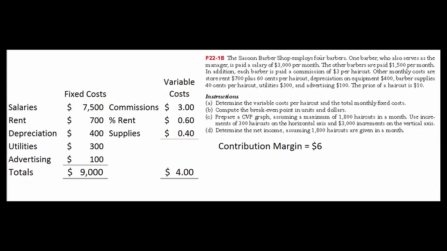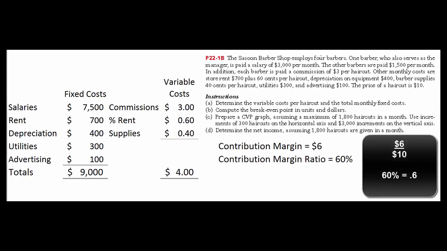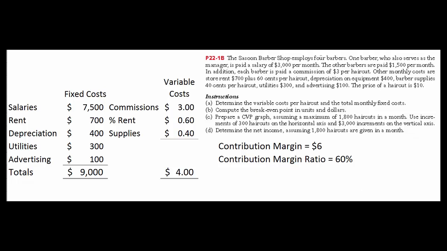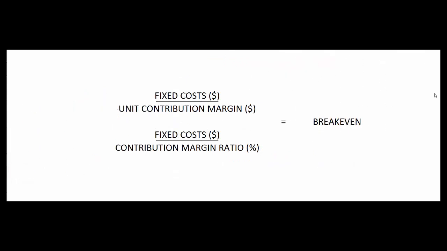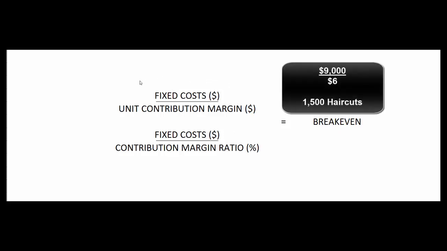And what's our contribution margin ratio? It's the same thing except expressed as a ratio. So if each haircut we charge $10 for and we make $6 on every haircut, that's 60% contribution margin ratio. So to figure out our break even in units, take our $9,000 fixed costs, divide it by our $6 contribution margin, and you discover we have to sell 1,500 haircuts.